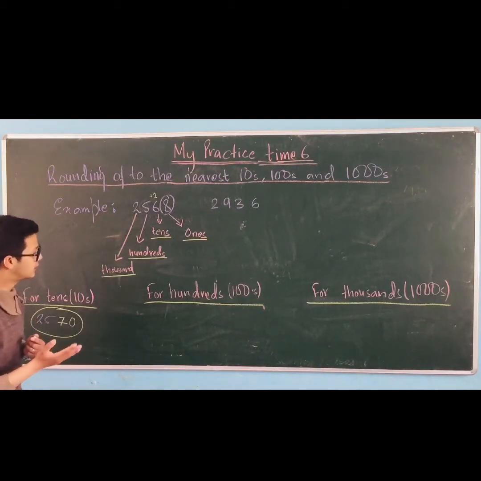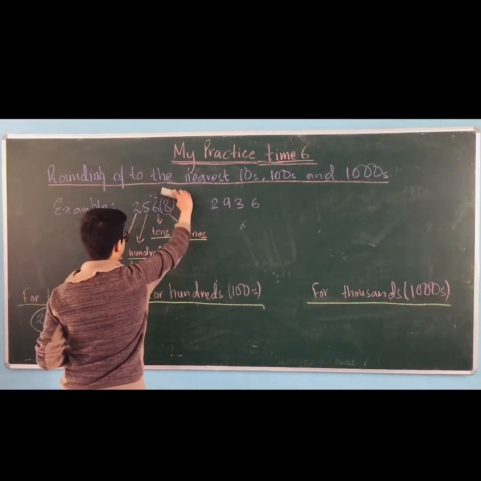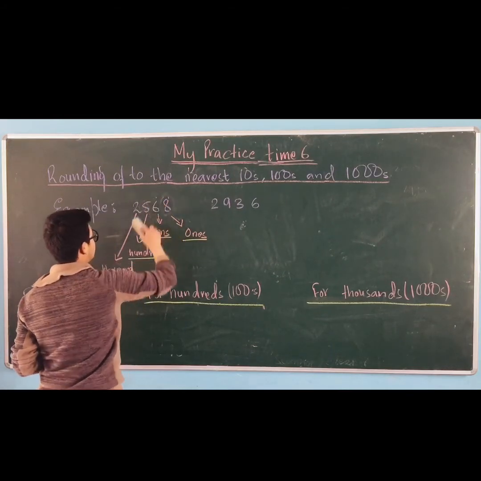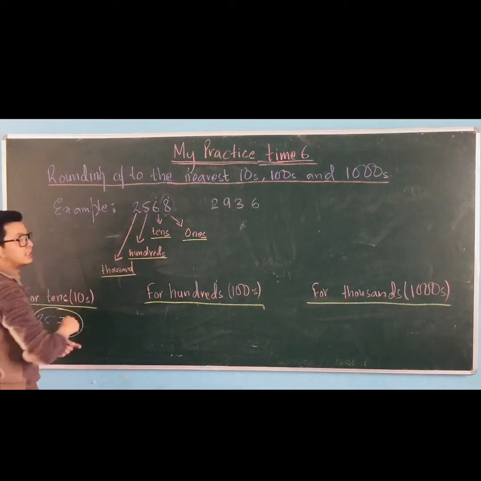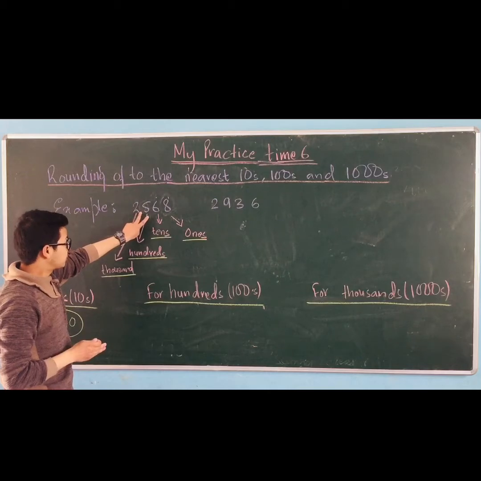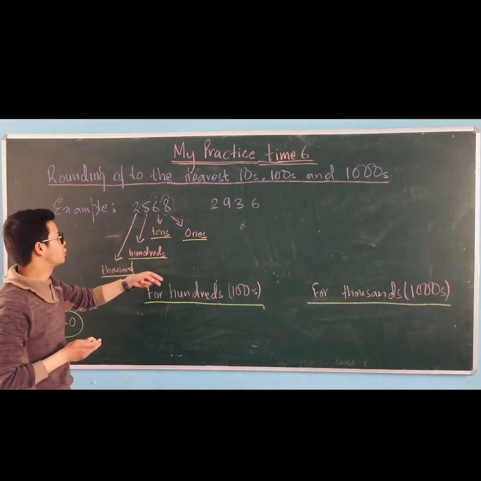2570. Now similarly, if we take another, that is for hundreds, okay, rounding up for hundreds, what we have to do is we have to see. Okay, so ones, tens, hundreds, 5 is in hundreds place. Now whether this 5 will change or not depends on the digit which is in tens place.